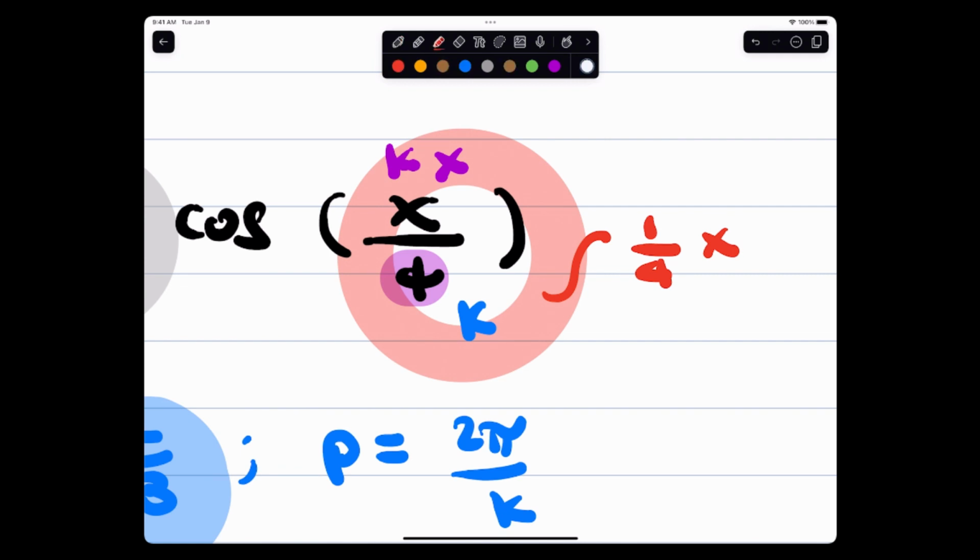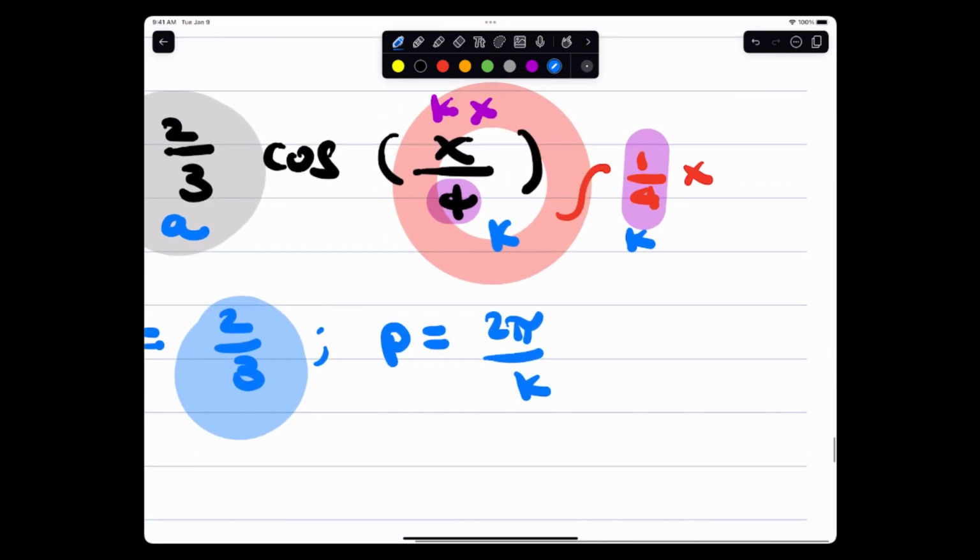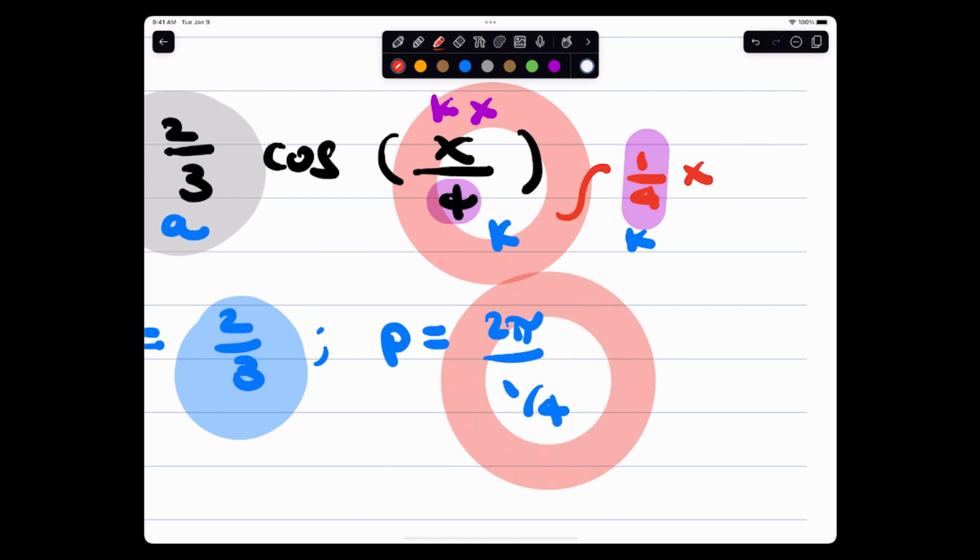So sometimes students get confused with that one, and I'll remind people that, hey, your K is going to be what now? K is 1/4. So you're correct if you said, hey, I think K is 1/4. It is 1/4. So we replace this K with 1/4, and then you're going to do some division. 2 pi divided by 1/4.